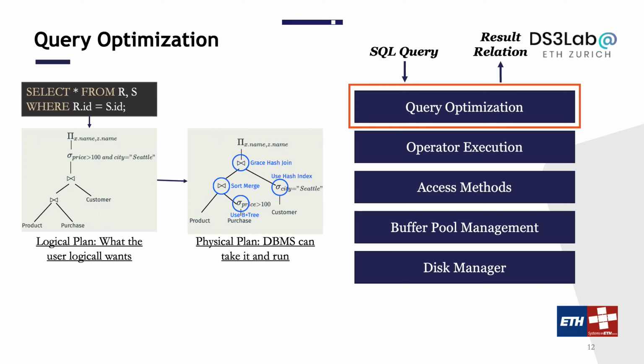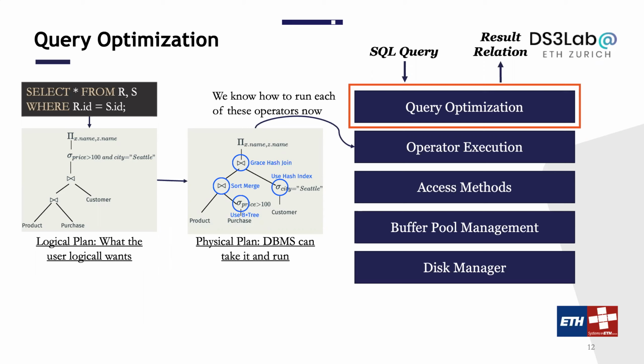So this process of translating a logical plan, which is just a very simple correspondence with what the user is actually asking, to a physical plan that the database can actually take and run, is the job of a query optimizer. And once you have the physical plan, it becomes simpler, because for every single operator, we already know how to run it using the operator execution layer that we talked about last week.